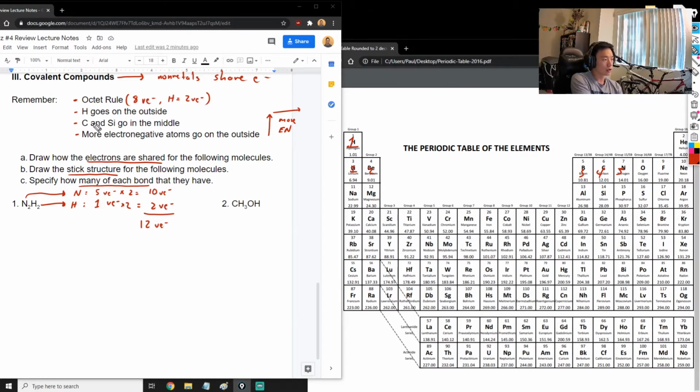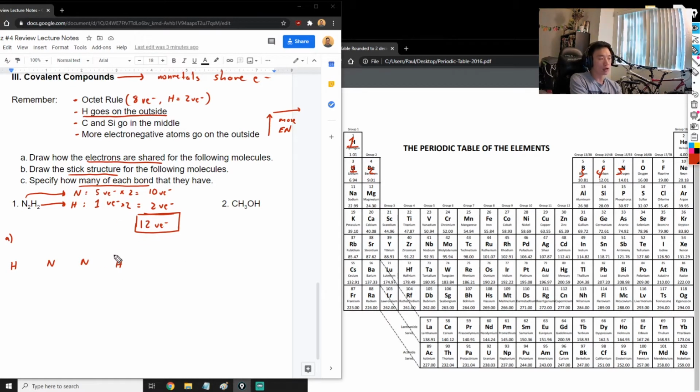So we know that H goes on the outside. So let's put H's kind of on the outside. And that means we'll put the N's on the inside. All right, and this will be how the electrons are shared. So I'm going to put part A. Okay, so the reason why we counted the valence electrons is because this tells us how many electrons we can draw and how many lines we can draw.